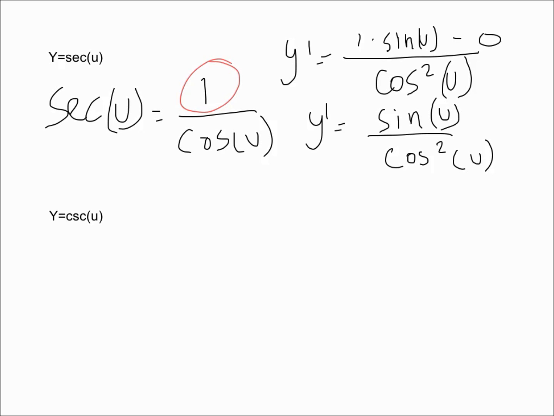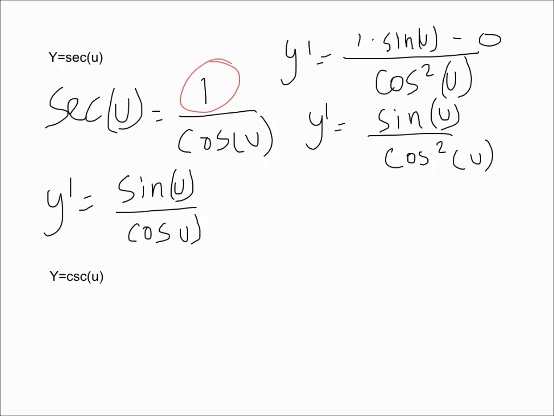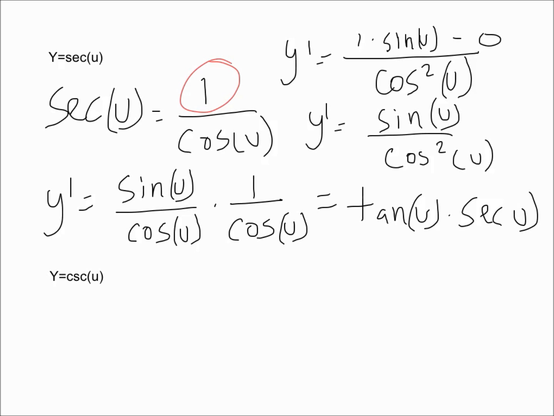And you can separate it into y prime is equal to sine of u over cosine of u times 1 over cosine of u, which is the tangent of u times the secant of u. And that's the simplified version.